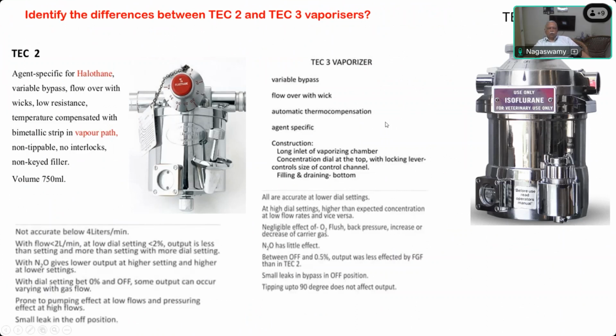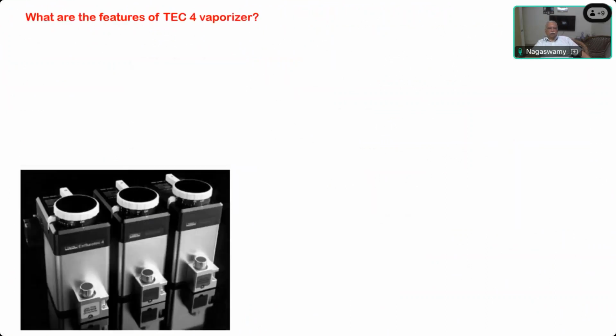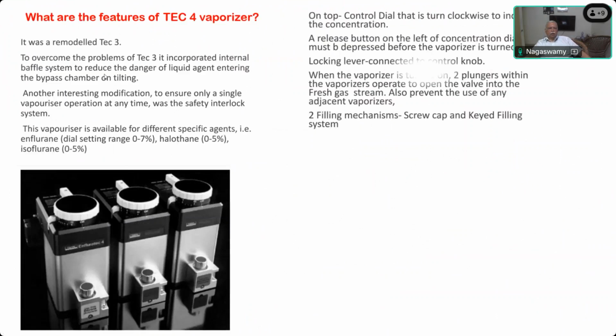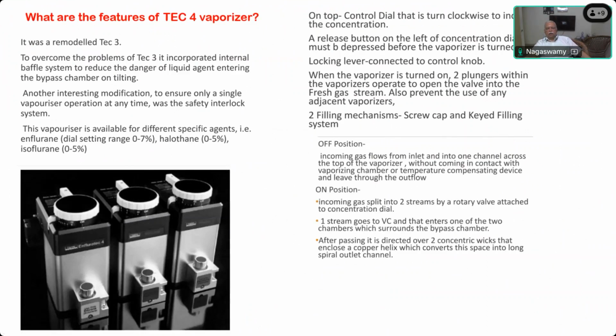And the more modern the vaporizers are, the more accurate they are. So the Tech 4 vaporizers, this is the remodeled Tech 3. Every time they improve the version, they call it the newer model, Tech 4, Tech 5, like that. All the defects that were there in the older machines were removed, and the main problem is the off position. Some of the incoming gas flows from inlet to one of the channels may carry some vaporizing vapors. That was the problem with the older machine.